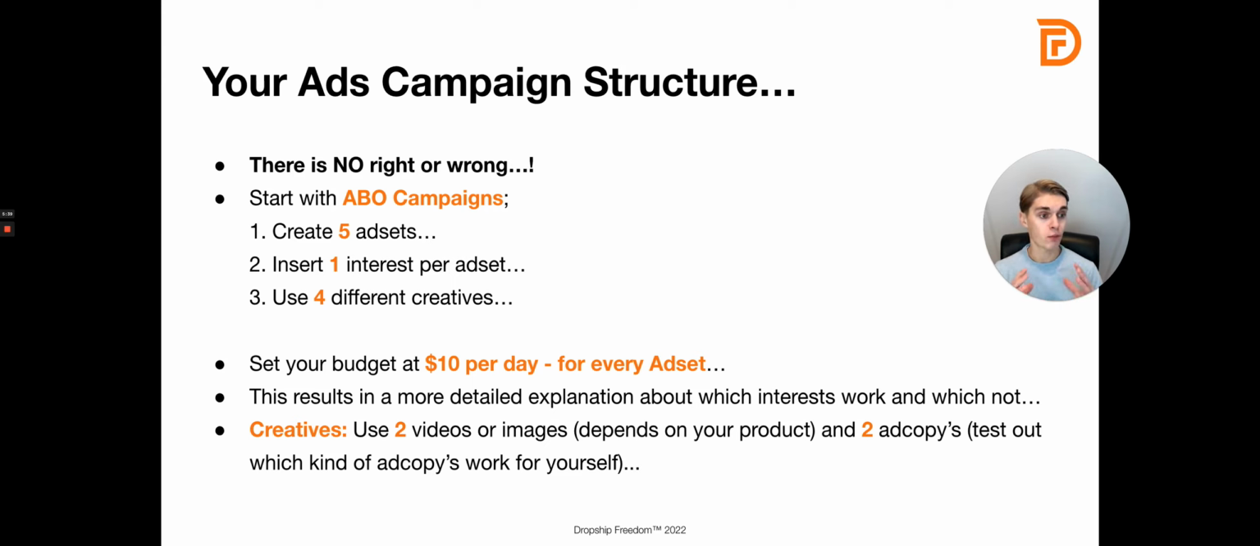For example, fashion products are working very well for me with only images instead of videos. But if your product needs explanation, it's always good to use videos. And ad copies, test out which kind of ad copies work for yourself, because everything could work for someone else. But if it's not working for you, or you do it slightly differently, it could already cause different results. So you would like to test 2 videos or images and 2 ad copies, because Facebook is eventually going to spend the most budget on the best performing ad creative. So from there on you will spread your risk.